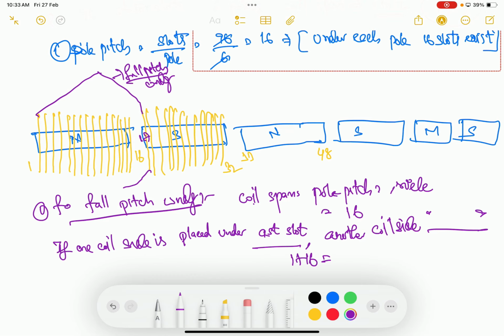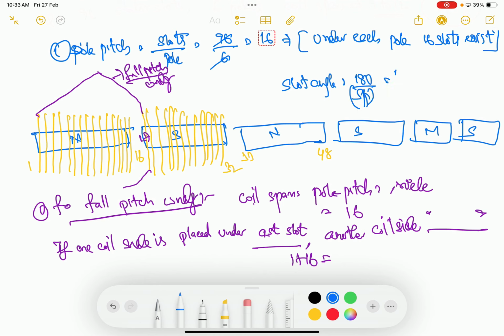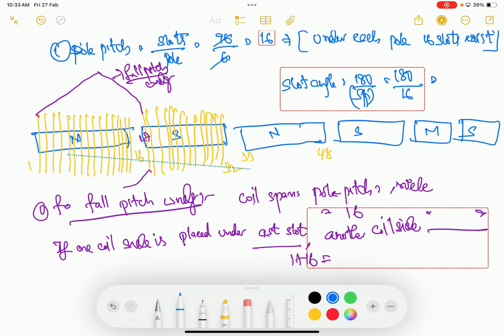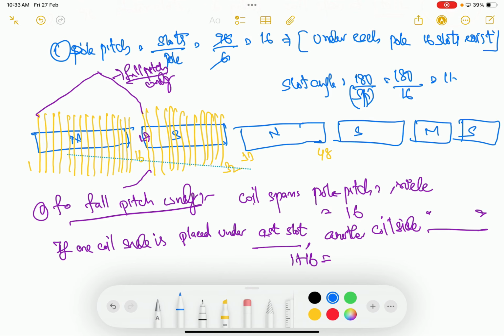I need to calculate one more thing: the slot angle. What is the slot angle? 180 by S by P, that is 180 by 16. What is the answer? 11.25. Can I confirm this answer? Yes. So the answer is 11.25 degrees. The slot angle is 11.25 degrees.